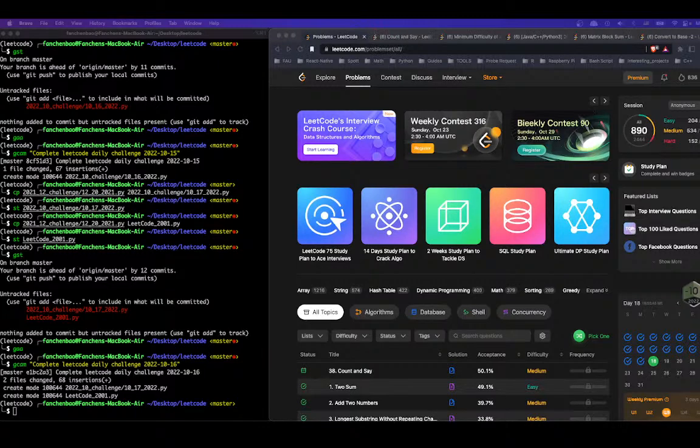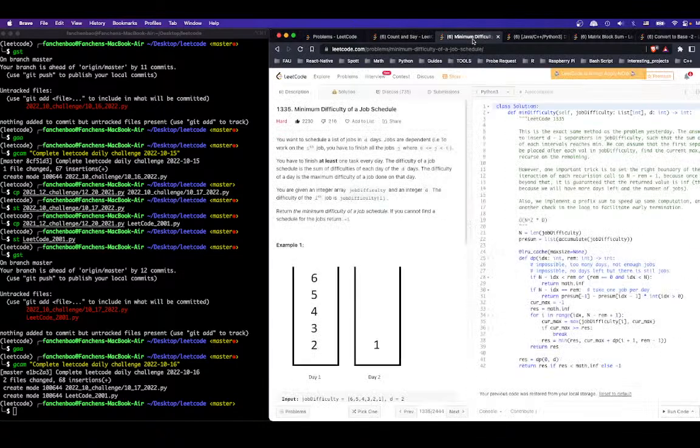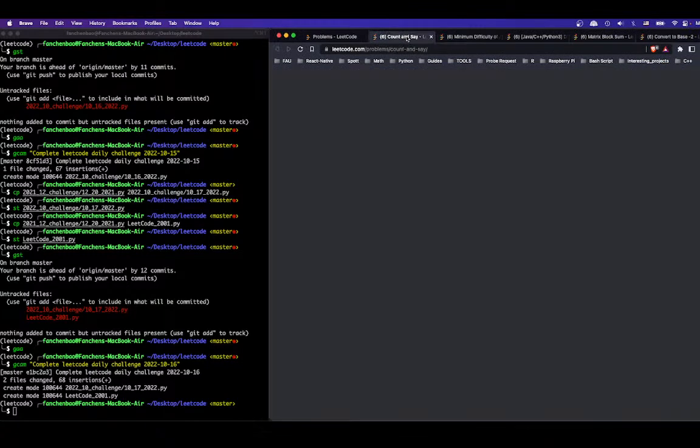Hello everyone, October 17th. Alright, so today's goal, we do the challenge, and after that, we need to write the O(ND) solution for the minimum difficulty job. Okay, so the bottom up O(ND) instead of O(N squared D). Alright, let's do this one first.